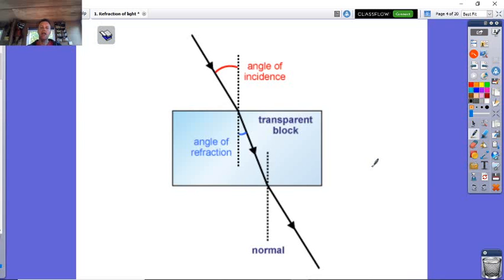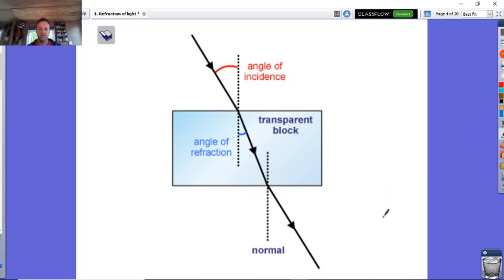Therefore, when light passes through a transparent material, and I'm going to mainly look at this as a glass block, you get something called refraction. Now this is a practical you should have done at GCSE. You have a light ray coming in here and it travels from air into a glass block. This line all the way along here is called a normal line. We then call the angle between the incident ray, here's your incident ray just here, and the normal the angle of incidence.